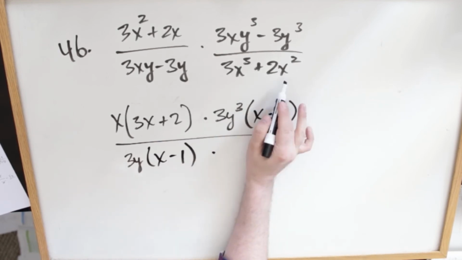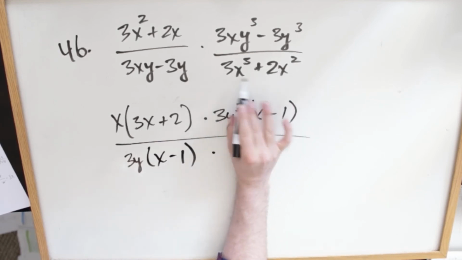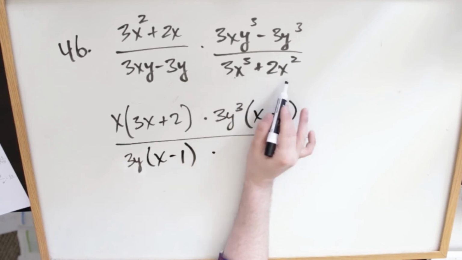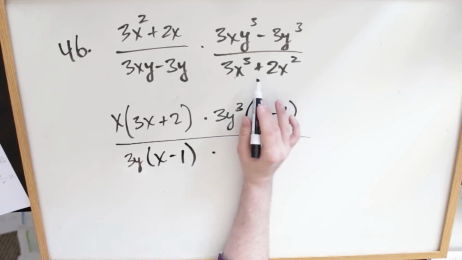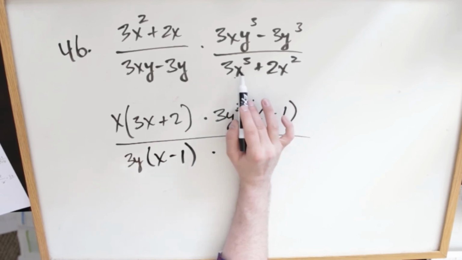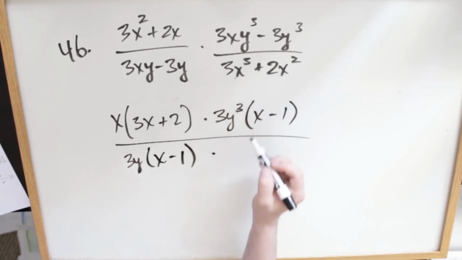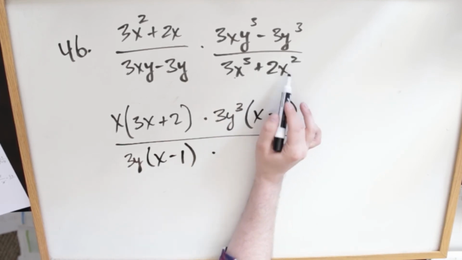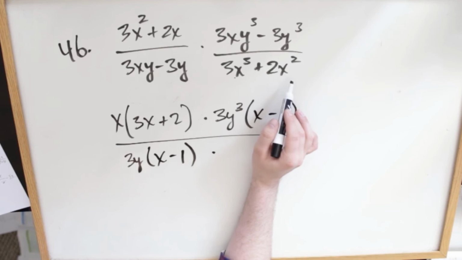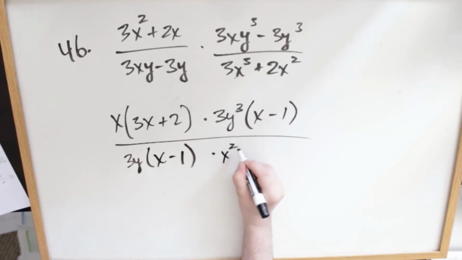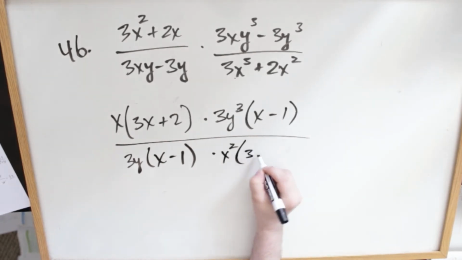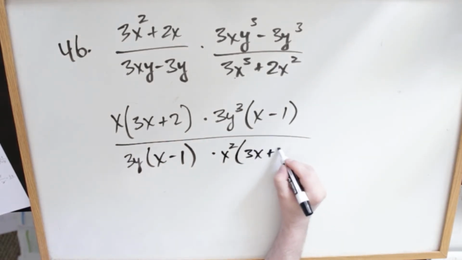times over here. Doesn't look like I can do anything with the 3 or the 2 because they just don't work into each other. One doesn't divide into the other one. But there is an x cubed and an x squared, so I can actually pull 2 of those x's out in front. Or an x times an x, I should say. So that would be an x squared. And we'll be left with a 3x plus 2.